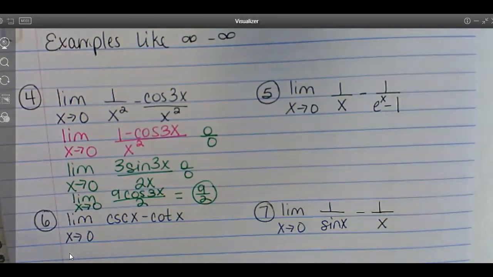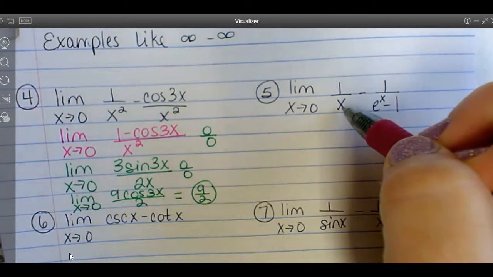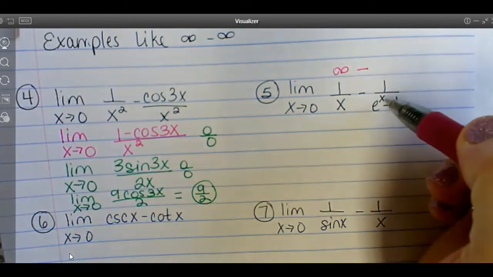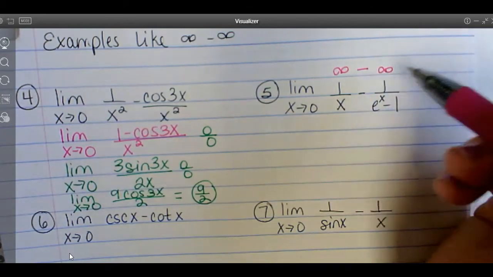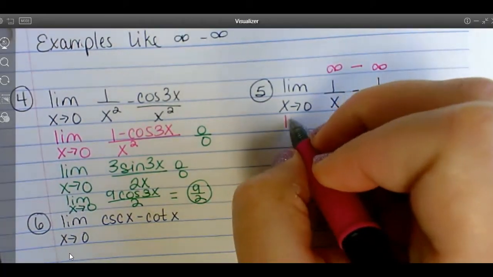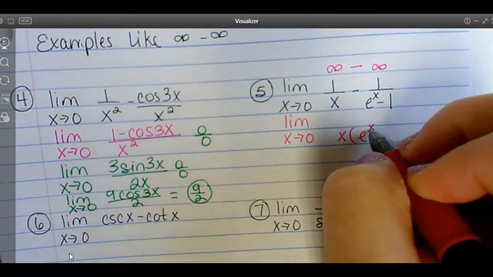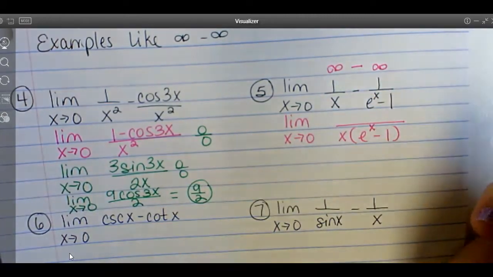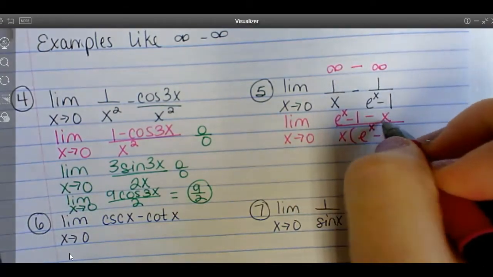Alright, the next problem. When I plug in 0 here, 1 over 0, 1 over something small is infinity. Plugging in 0 here, that's 1 minus 1. Again, we've got infinity. That means that we need to get a common denominator. So our common denominator is just going to be x and then e to the x minus 1, which means on top I need to do e to the x minus 1 there and minus x there.